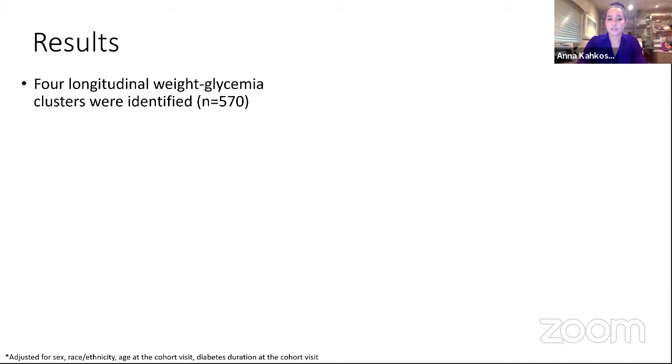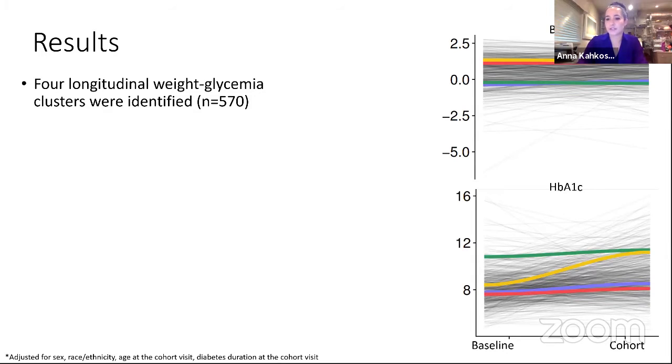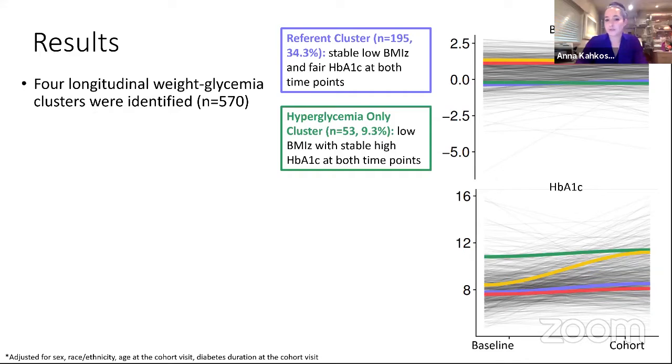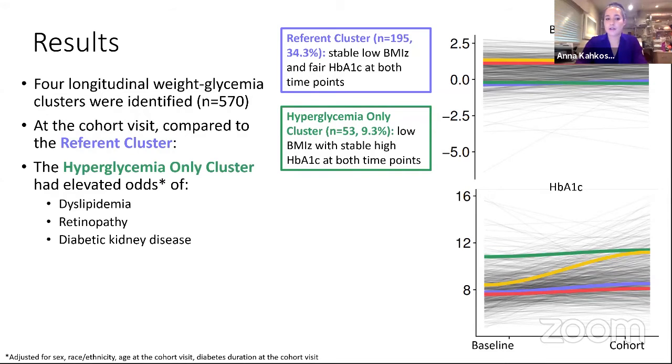Just showing a subset of the results here, we identified 4 longitudinal weight glycemia clusters using data from 570 participants. There are a lot of different ways to look at these clusters. Here I've shown them as trajectories of BMI and A1C between the baseline and cohort visit. I'm going to point out this group in purple: they had the lowest BMI and A1C at both time points, so we call them the referent cluster. This green group had a very high A1C at both time points, and we call them the hyperglycemia only cluster. When we looked at the complications at the cohort visit, compared to the referent cluster, that group had elevated odds of developing dyslipidemia, retinopathy, as well as diabetic kidney disease.